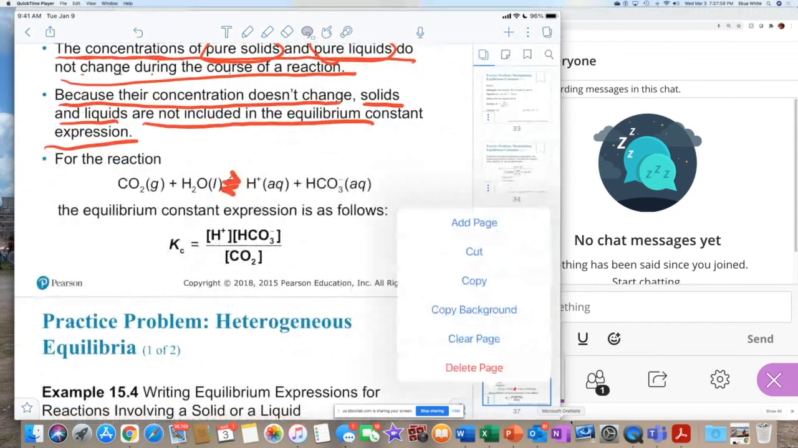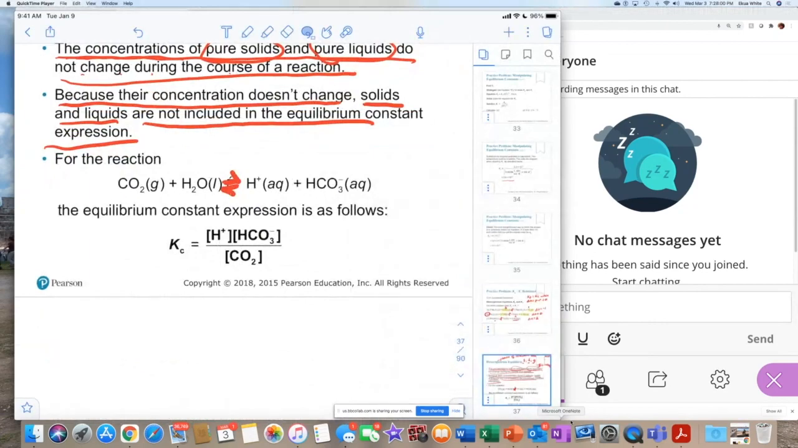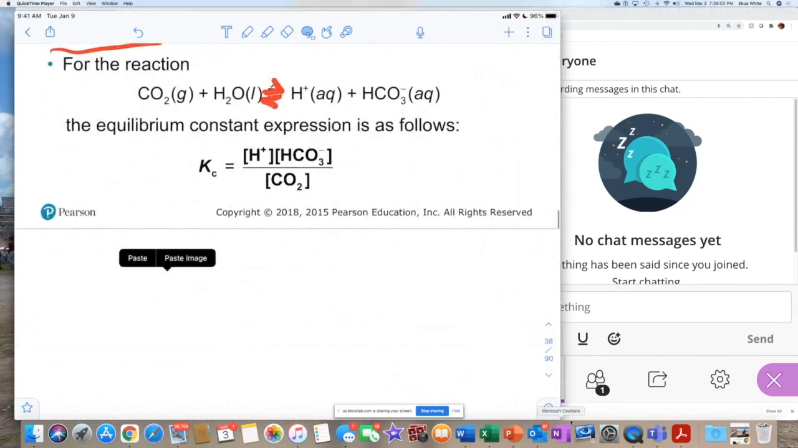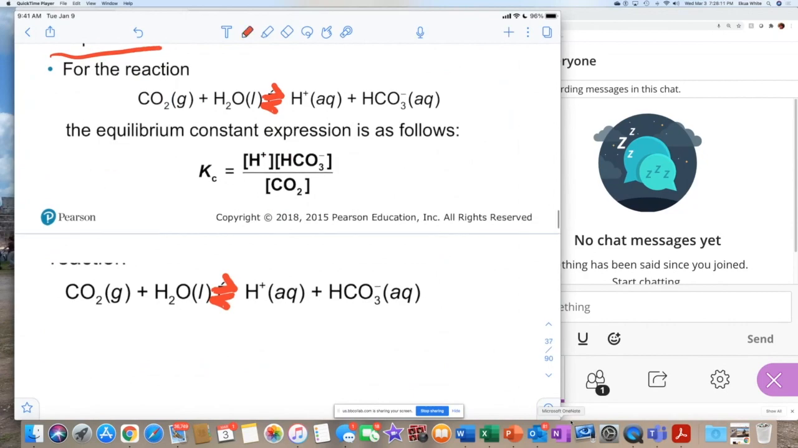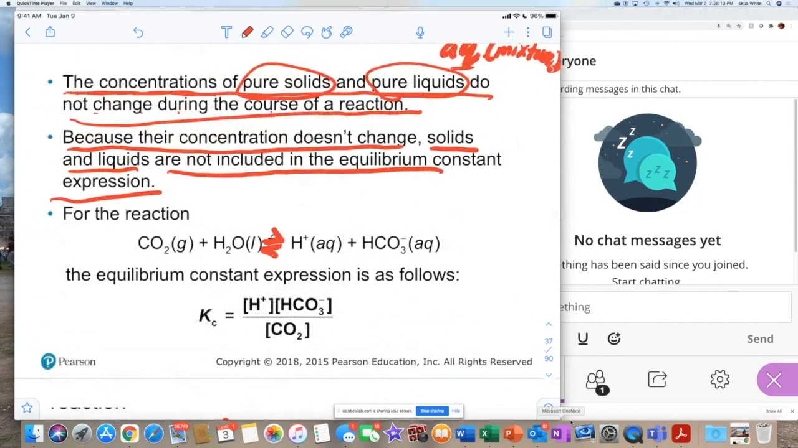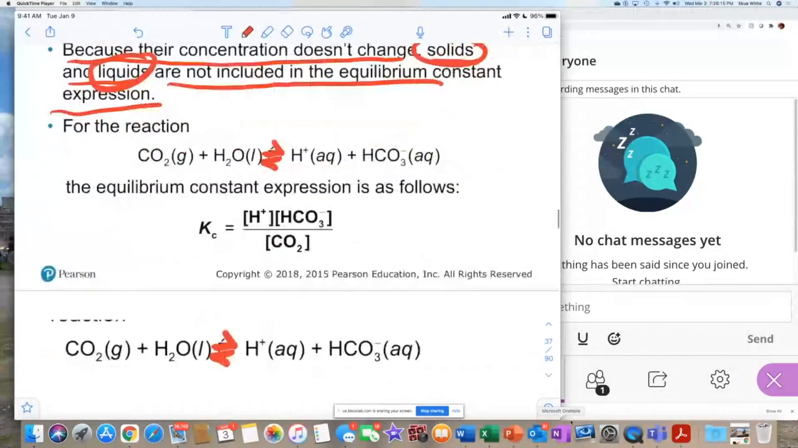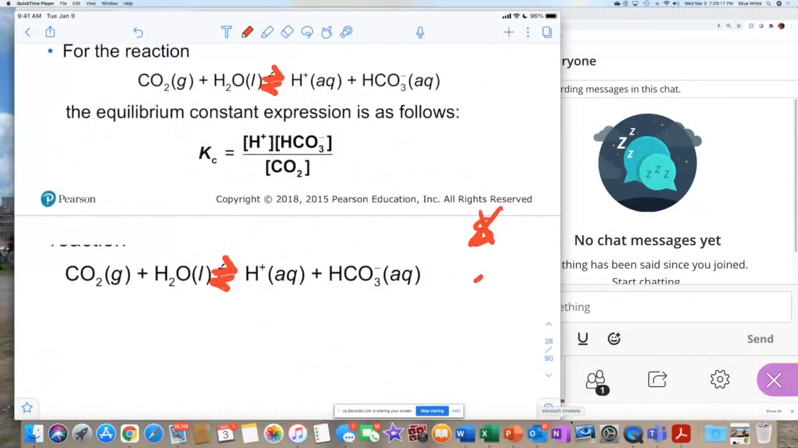Copy just to show you how this works out. Add page. On a fresh page, paste the image right there. Okay, so I'm going to highlight all the formulas that make it. They said leave out solids and liquids. So solids don't make it, liquids don't make it. Let's see, I'm going to highlight the formulas that make it.